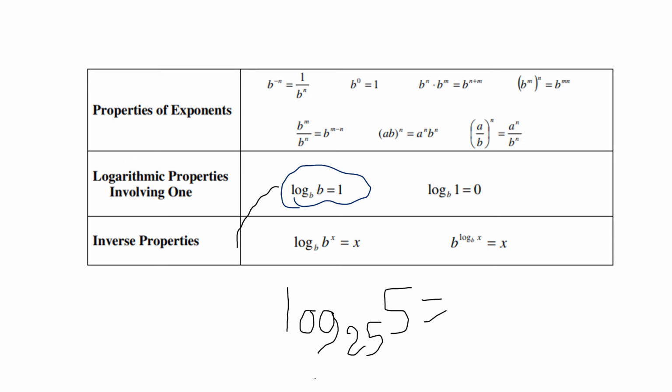Well, actually, I wrote that wrong. I'm tripping. It's the other way around. So it's log base 5 of 25, and the answer to that, of course, is 2.